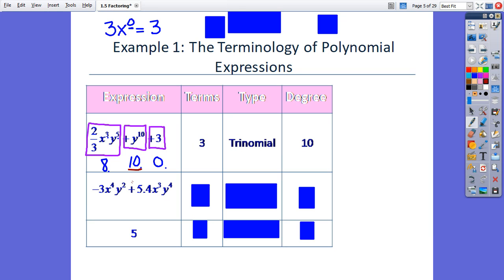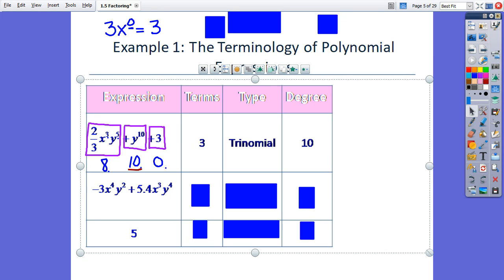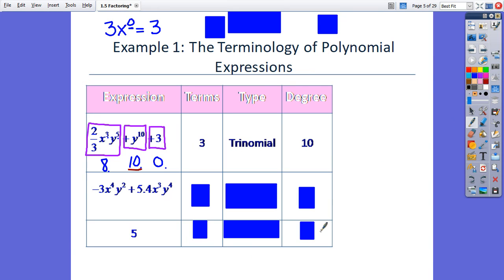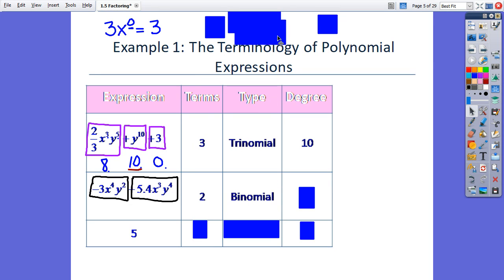Let's look at the second and third example here. Looking at the second example, it has 2 terms. So if you look here, we have one term that is the negative 3x to the 4th y squared. I'm going to put a box around it just so you can see it. And the positive 5x cubed y to the 4th. So we have 2 terms. That's called a binomial. And then what we want to do is find the degree of that binomial. To find the degree of the binomial, we want to find each monomial's degree. So it's the sum of the variables' exponents.